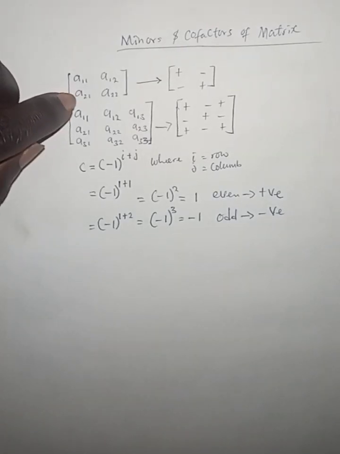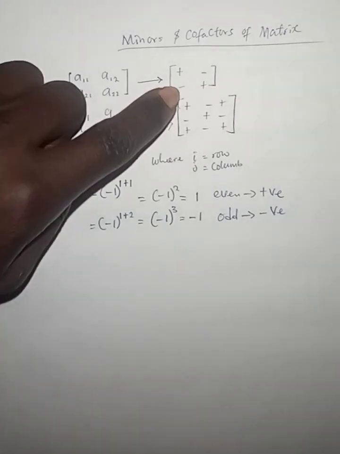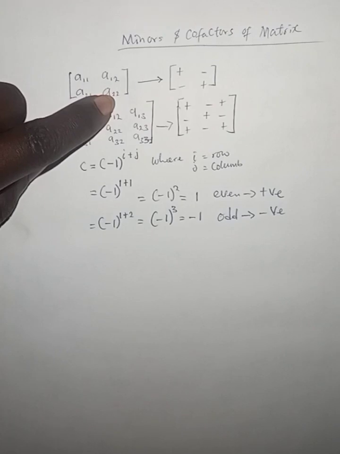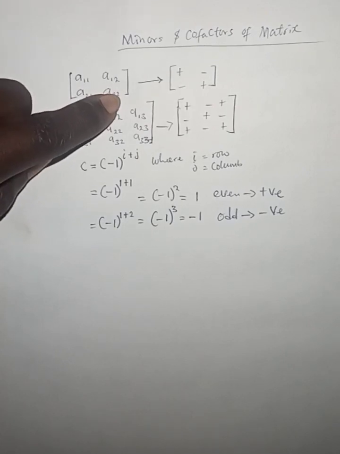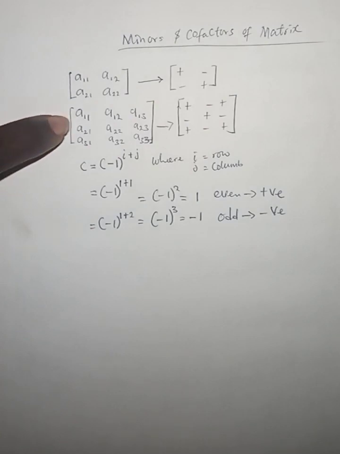For this one here, 2 plus 1 is odd, so it's going to be negative. 2 plus 2, 4, and 4 is even, positive. The same thing applies for the 3 by 3.